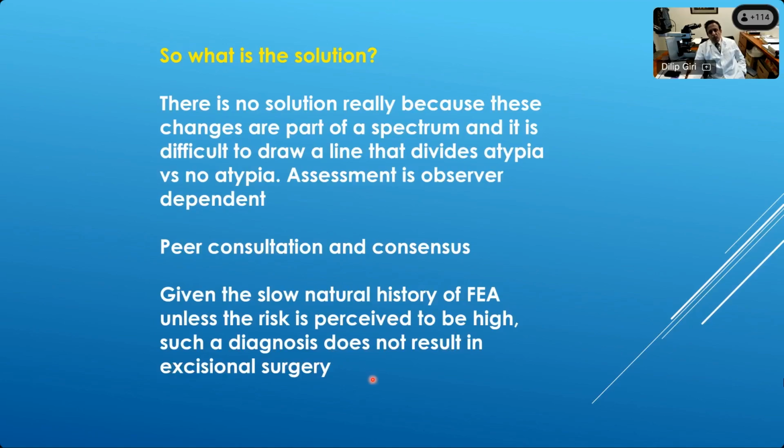And then at that point, because the progression is so slow, even if there is progression, the next step might be ADH or perhaps low-grade DCIS. So not much harm is done by carrying out surgery in the first instance.